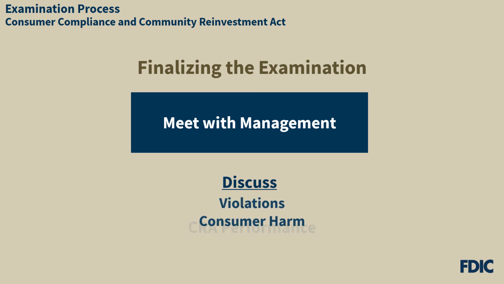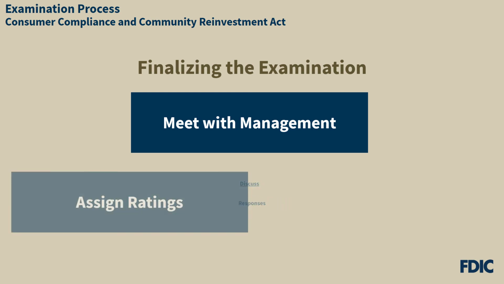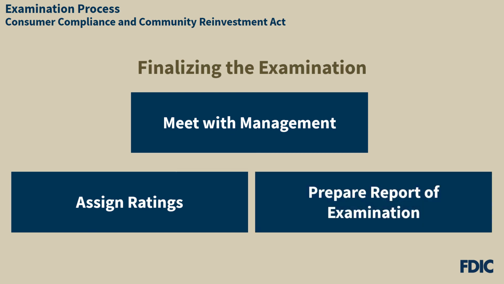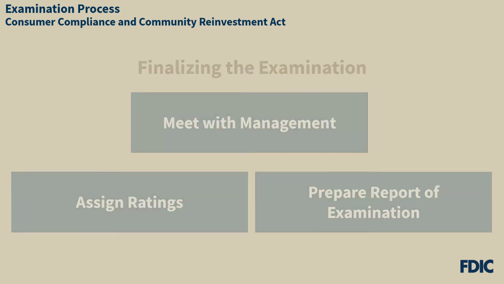The bank's CRA performance is discussed as well, if we also conducted a CRA examination. We will also request management feedback on these findings, conclusions, and recommendations. Finally, tentative ratings are assigned and disclosed. We then prepare the report of examination and CRA performance evaluation for submission to the bank after FDIC management approval.